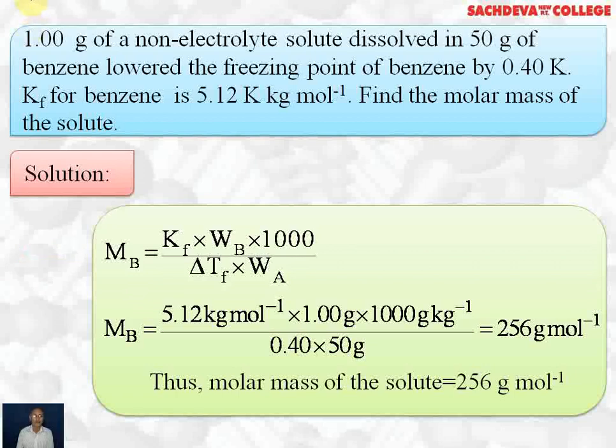Now when you put the values, Mb is equal to 5.12 kilogram per mole into 1 gram into 1000 gram per kilogram divided by 0.40 into 50 gram. On calculation we get molar mass of solute is equal to 256 gram per mole. So this is the molar mass of solute which we had to calculate.